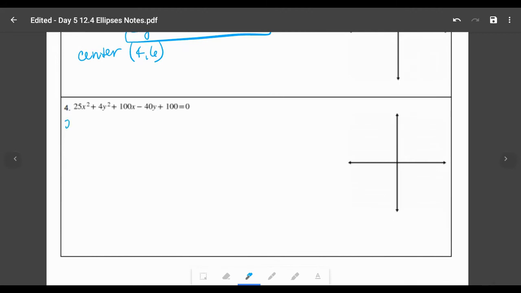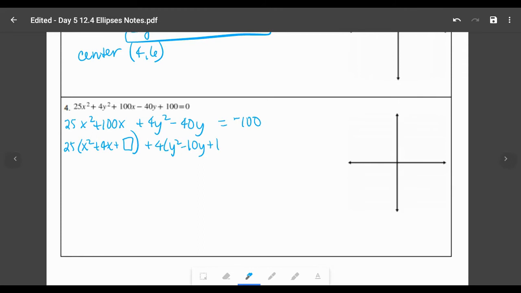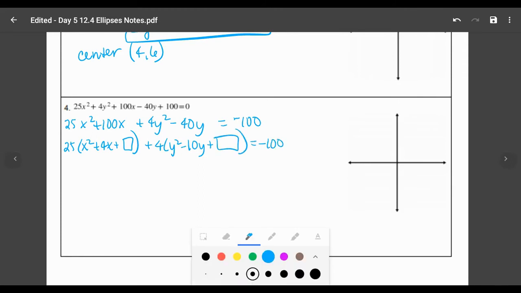So again, we want to isolate the x term. So we got 25x squared plus 100x. And then I need to isolate the y terms and keep the negative 100 to the other side. All right, so I know I'm going to factor out a 25. I'll get x squared plus 4x plus something. And then in the next set of variables, I'm going to factor out a 4, and I get y squared minus 10y. And I know that I'm missing something, and that equals negative 100.